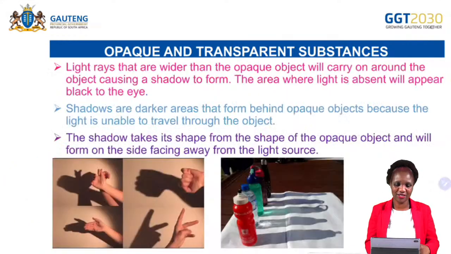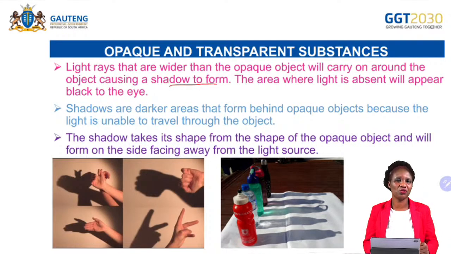Let's get on, grade 8. Let's look at opaque and transparent substances. Light rays that are wider than the opaque object will carry on around the object, causing a what?